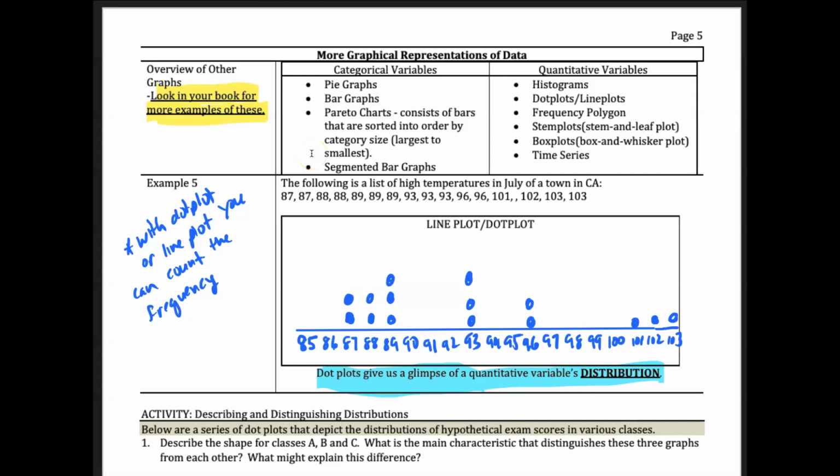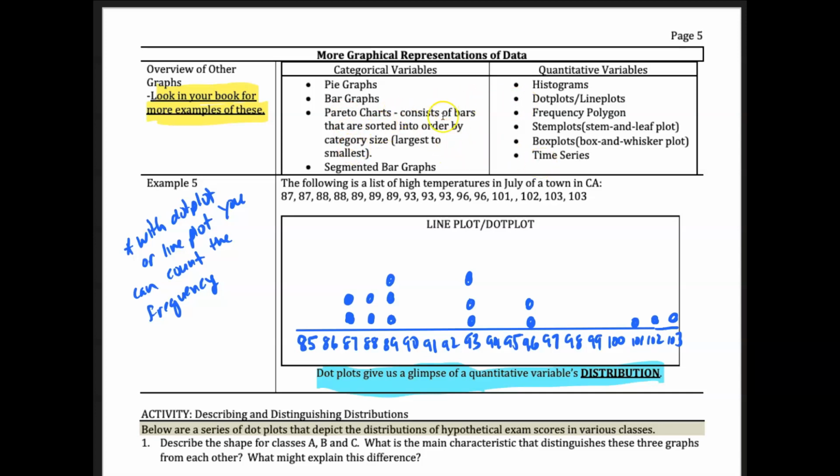Okay, let's take a look at some more graphical representations. We've talked about some already in the previous lessons. Now here's a list of different representations. We're not going to show you pictures. You can look in our textbook to see some examples of these, and you can, of course, Google and search them.